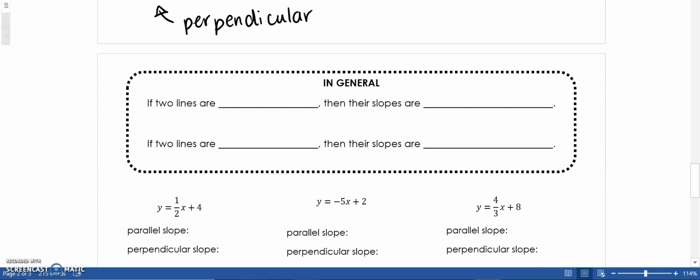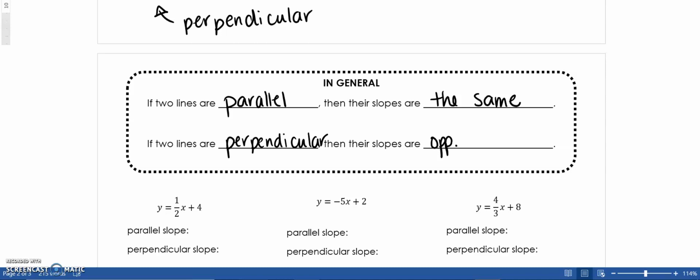So if two lines are parallel, then their slopes are the same. And then if two lines are perpendicular, then their slopes are opposite reciprocals. And I'm just going to shorthand that.